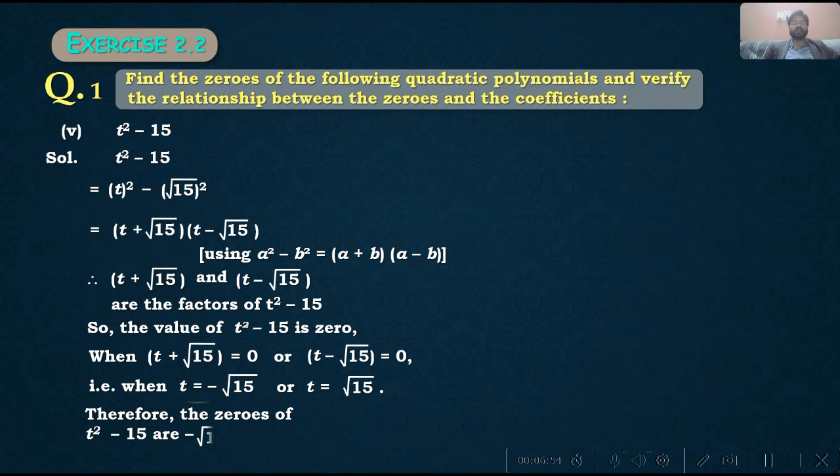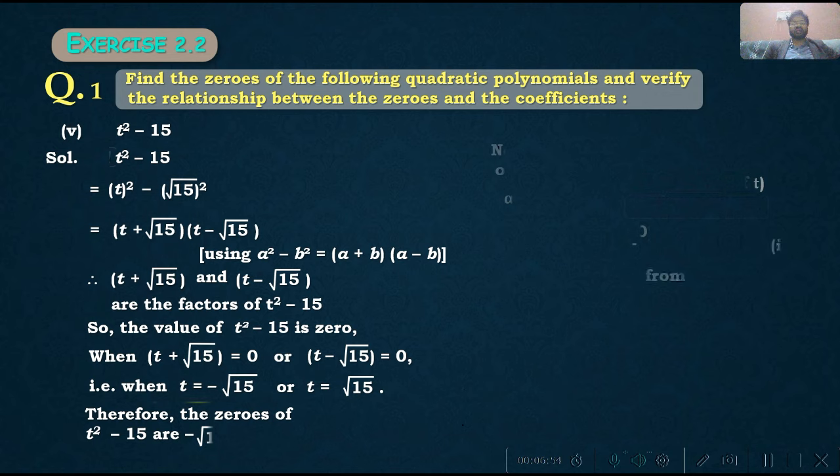Verification. Now the sum of zeros, minus root 15 plus root 15, is equal to 0. Alpha plus beta is equal to minus coefficient of t upon coefficient of t square. The coefficient of t is 0, the coefficient of t square is 1. So the answer will be 0. Now equations 1 and 2 are verified.